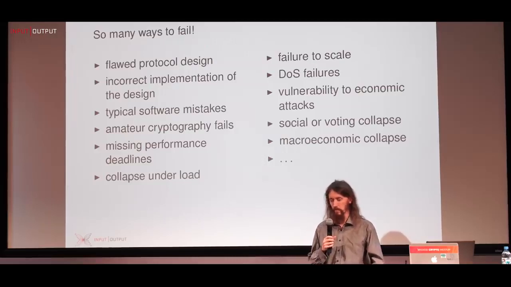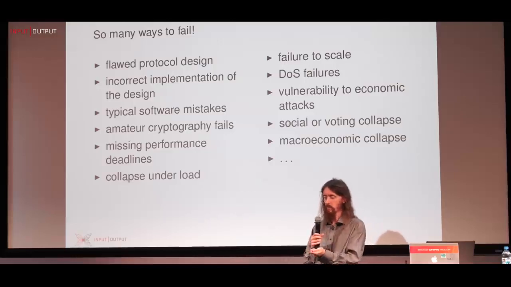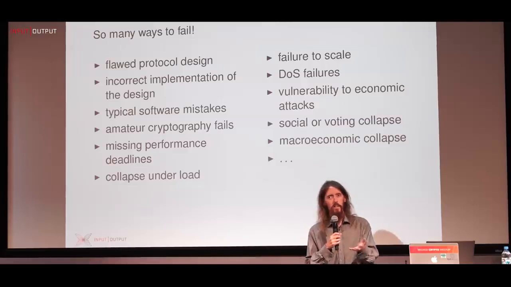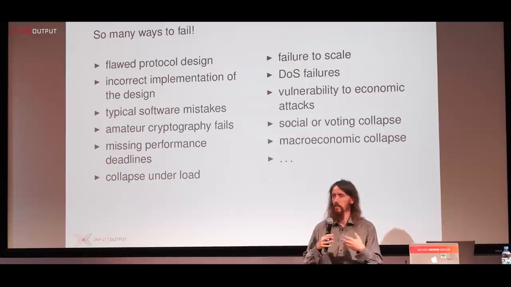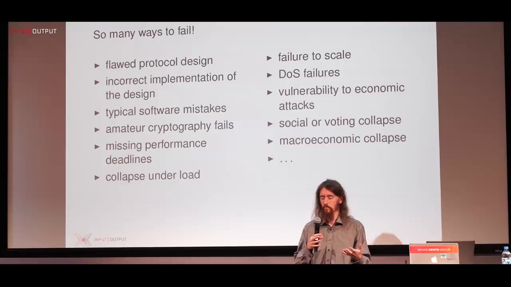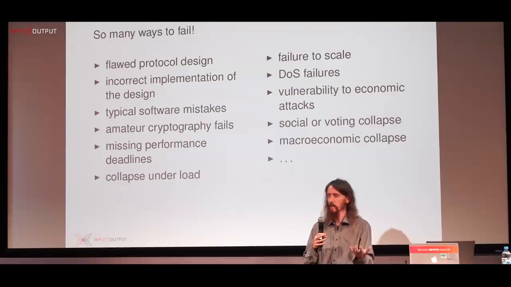Denial of service failures: people trying to attack your system. There are economic attacks, there are social problems. Bitcoin doesn't have any formal mechanism for upgrading. There's a sort of social process, and that maybe seems to work, but it also sometimes gets jammed up. Plausibly, Bitcoin could fail because people are not able to agree to make changes and move forward. That's a failure of some kind of social voting system. There's a lack of a voting system in Bitcoin, so maybe you need one. So systems can fail due to that.